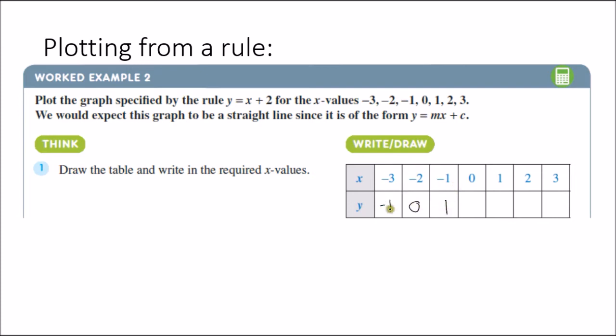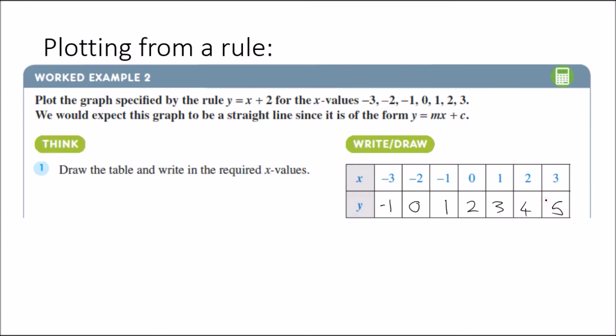Now you might have realized by now that we've got a change of 1 at each step. So I can stop doing calculations now, and I can actually just add 1 to each of my answers. Worthwhile checking that I'm doing the right thing though. So for y equals 3 plus 2, well, 3 plus 2 is 5, so I'm on the right track.